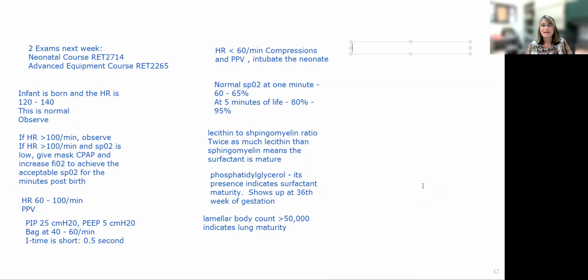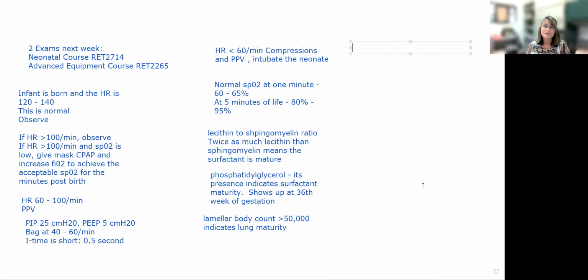However, if you see that their oxygen saturation is lower than expected, so we said 60% during the first minute, 85% by 5 minutes. No, I have the hardest time memorizing things. 80% by 5 minutes, then you need to give them additional oxygen, and you will do that with positive pressure, so mask CPAP.